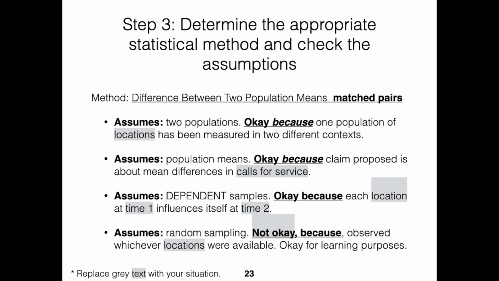And then of course we have our random sampling assumption. When it came to this research, just like your research, this assumption was violated. It's not okay because whichever locations I looked at were just the locations that were available. That's all there was in my jurisdiction. So this assumption has been violated, and for your research, it's also going to be violated. You just need to say that it has been violated, that it's okay for learning purposes. I just want you to be able to see how this tool works from the beginning to the end.